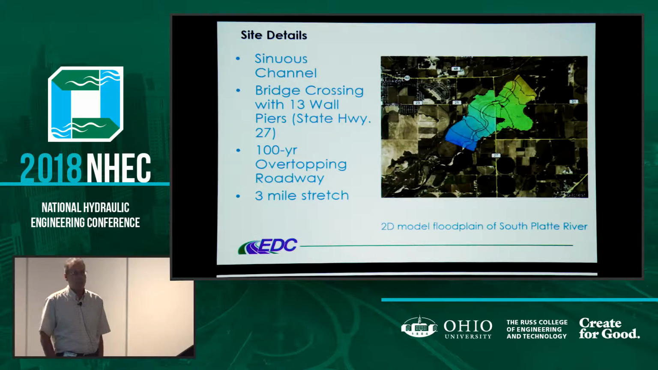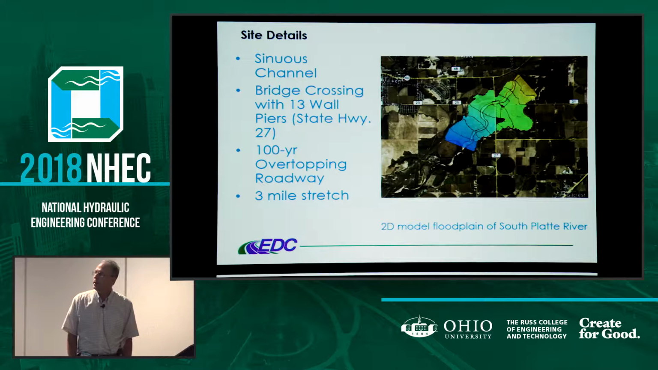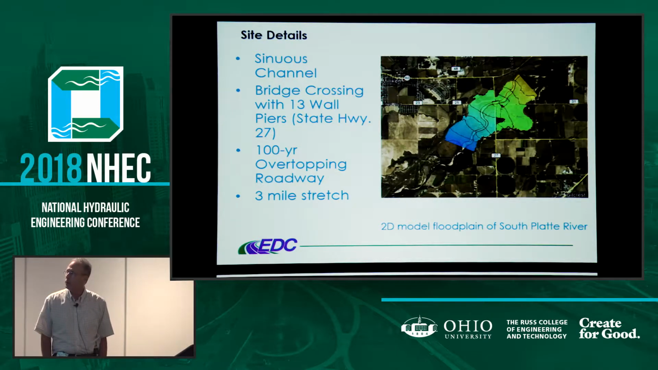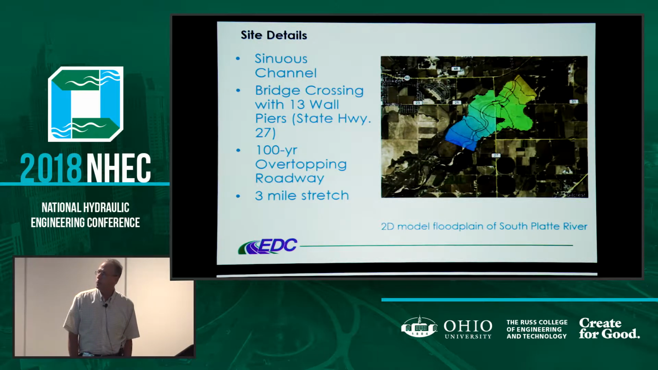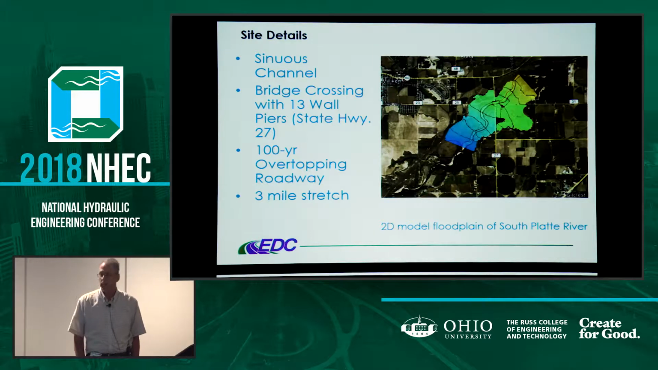As I said, I want to spend most of my time talking about floodways, and we'll use this case study of the South Platte River. It's a very sinuous channel. It has a bridge crossing with 13 wall piers. We looked at the 100-year flow rate and a 3-mile stretch of river. And the picture there shows the 2D results of the floodplain.